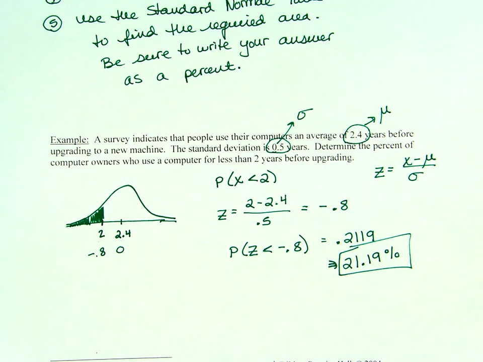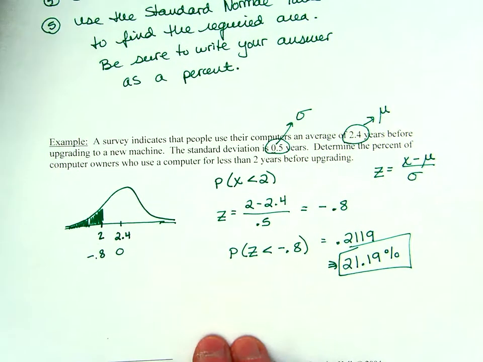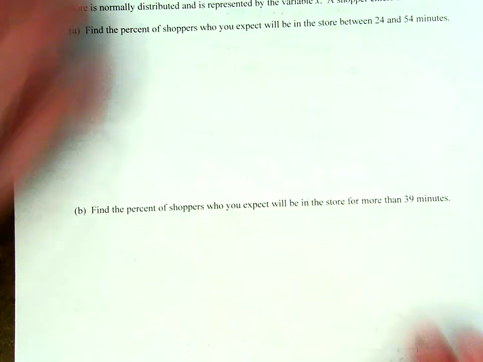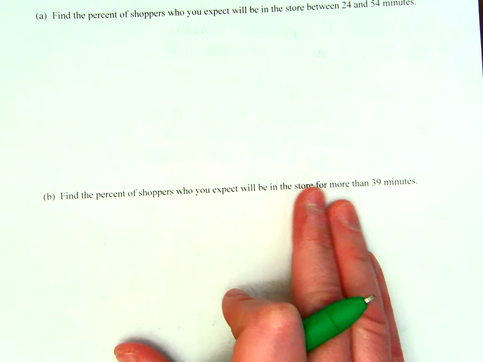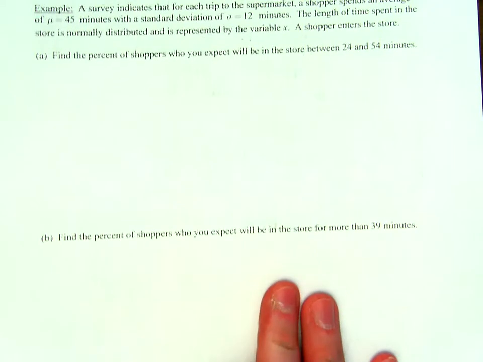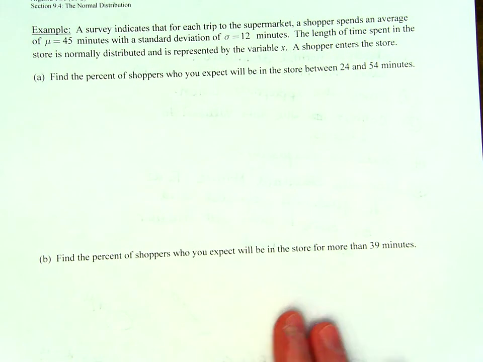Let me show you another example. A survey indicates that for each trip to the supermarket, a shopper spends an average of 45 minutes with a standard deviation of 12 minutes in the store.